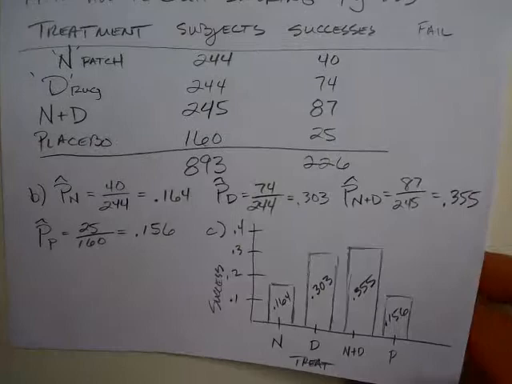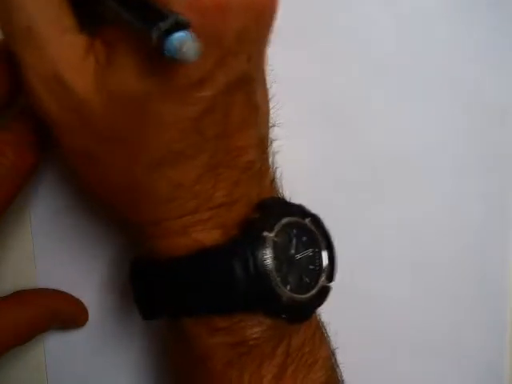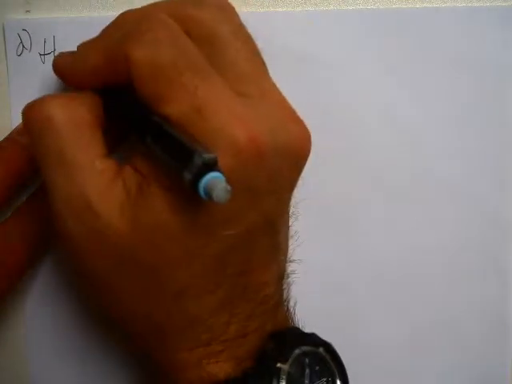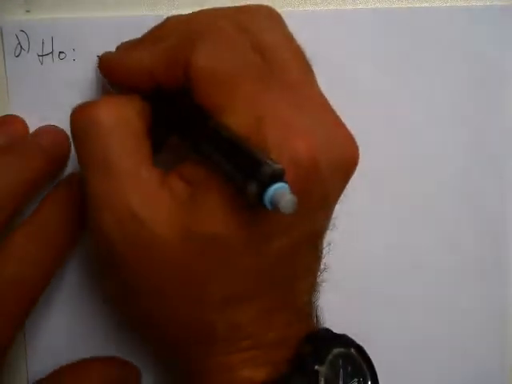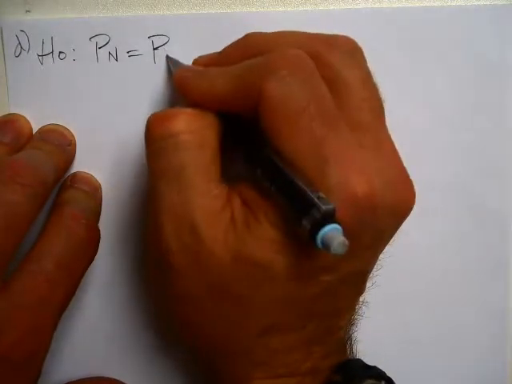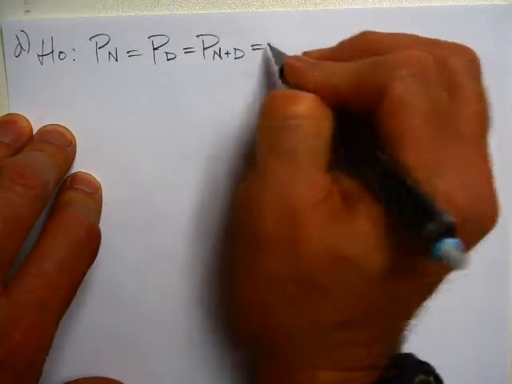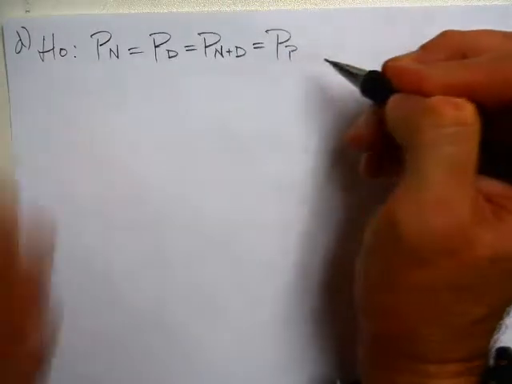Moving forward, where am I at here with my notes? D, we need to write the null and alternative hypotheses. The null hypothesis here is that it won't matter what the treatment is, whether it's the patch, the drug, the patch and the drug, or the placebo. So I'm going to say that the proportion of those that get the nicotine patch equals the proportion that get the drug, equals the proportion of the patch plus the drug, equals the proportion of the placebo alone.